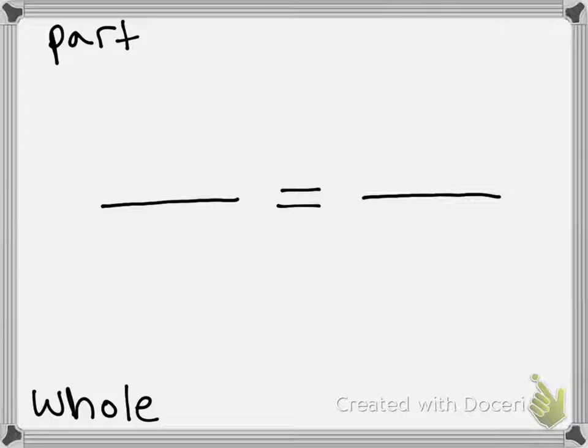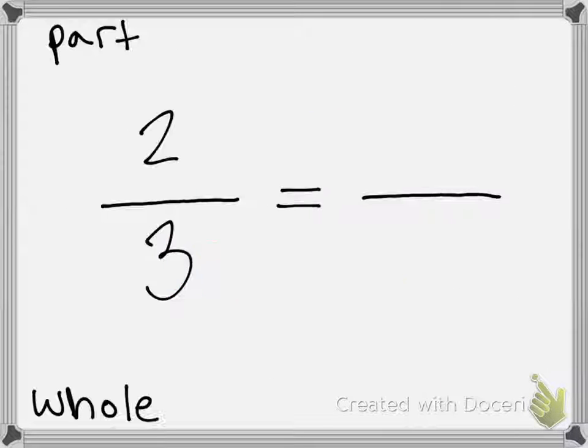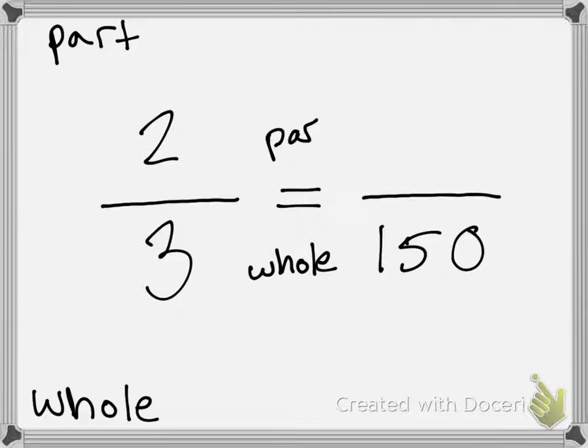We have this, our part over whole. We know our part was 2, and our bottom was 3. That was in our warm-up. 2 out of 3. And we know that how many students do I have in total? How many is my whole, Rafi? 150. So that goes on the bottom because that's the whole. So now I need to find the part. We're going to block it off with a nice X so that we know what we're looking for.